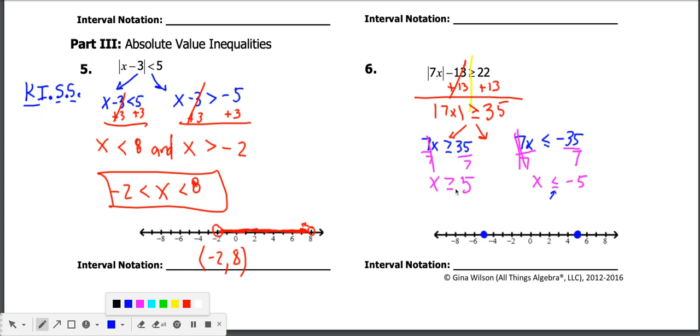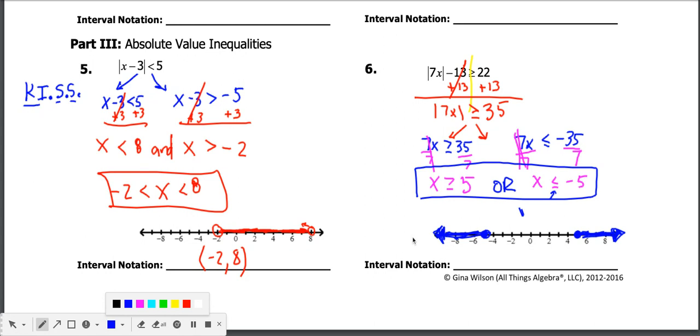Okay, right here it says greater than or equal to 5, so greater than or equal to 5 means shade this way, like that. Now this one says less than or equal to negative 5, which means shade it this way. All right, and my interval notation on this one, this is an or inequality. So technically that's my answer if I write a little or in between, because x can't be in two places at one time. It's either greater than this value or less than this value, so it's either above or below, but not in between.